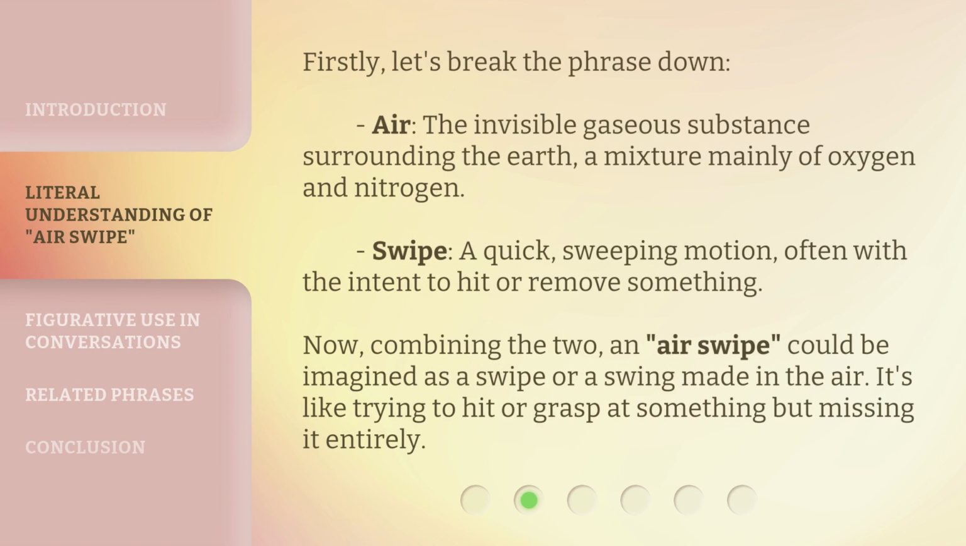Firstly, let's break the phrase down. Air, the invisible gaseous substance surrounding the Earth, a mixture mainly of oxygen and nitrogen. Swipe, a quick, sweeping motion, often with the intent to hit or remove something. Now, combining the two, an air swipe could be imagined as a swipe or a swing made in the air. It's like trying to hit or grasp at something but missing it entirely.